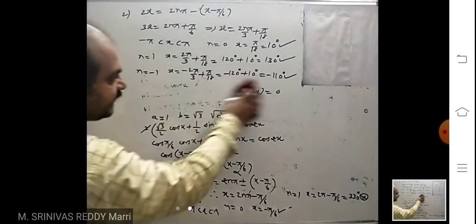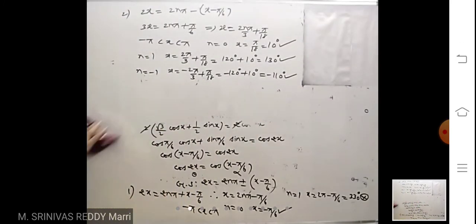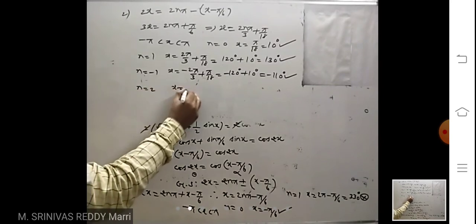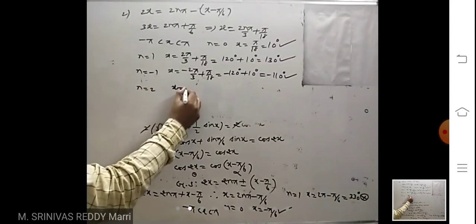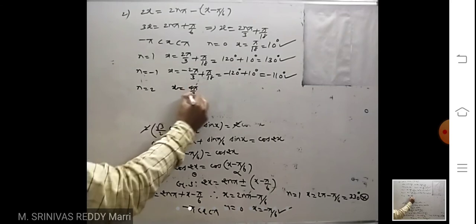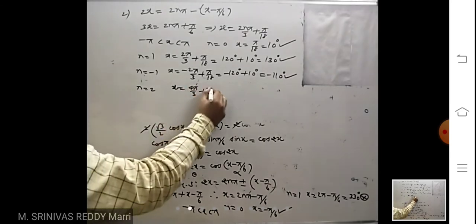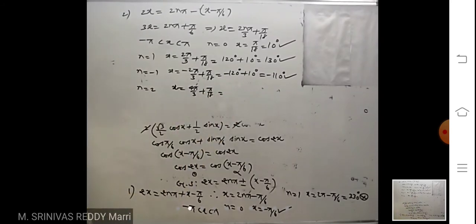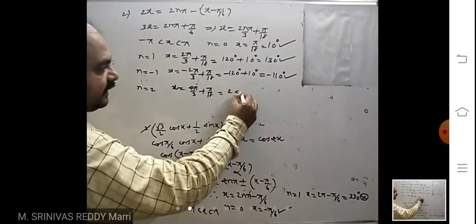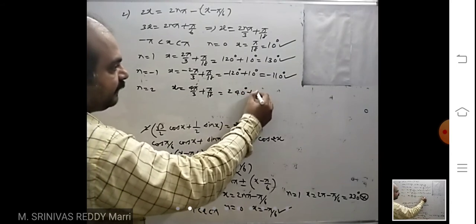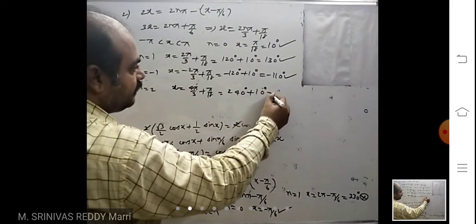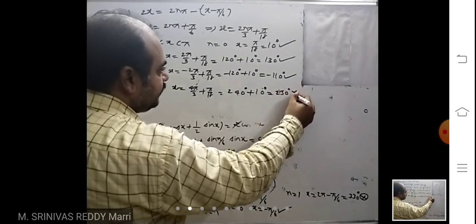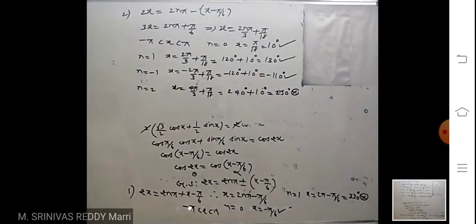Now if you take n equal to 2, you will get or not, check. x equals to 4 pi by 3 plus pi by 18. 4 pi by 3 means how much? 4 into 60, 240 degree plus 10 degree. 240 plus 10 means 250 degree. From here you won't get anything.